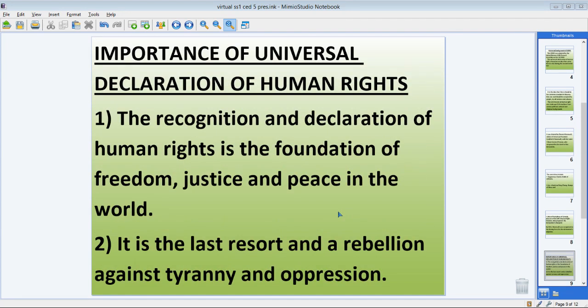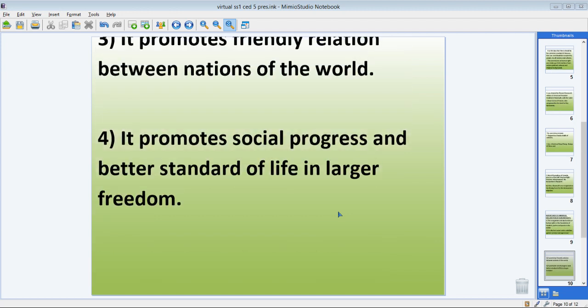Away from there, let's talk about the importance of the Universal Declaration of Human Rights. Let's look at the first one. The recognition and declaration of human rights is the foundation of freedom, justice, and peace in the world. The second one, it is the last resort against tyranny and oppression. That is, when people are being subjected to brutality during the war, this brings about how they can kick against the tyranny and oppression of human beings throughout the whole world.